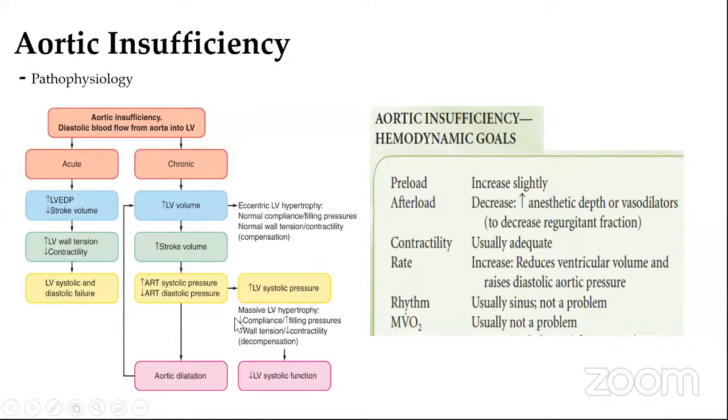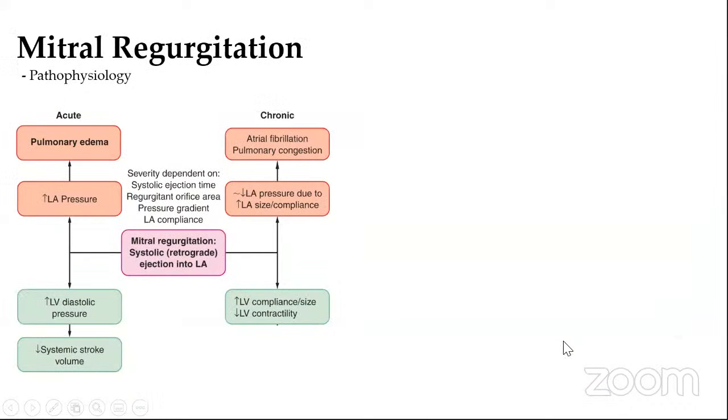Contractility usually is adequate if it's chronic and compensated. The rate is opposite: you need to increase the rate. Because when you increase the rate, you reduce the ventricular volume, since you are raising the diastolic pressure. So there is no gradient, because this is a diastolic flow. This is the diastolic backflow from the aorta to the LV. If your aortic pressure is raised, it's going to almost equalize with the LV, so you will not have more volume going back. The rhythm is, as I said, sinus, and there is no problem in the myocardial oxygen supply.